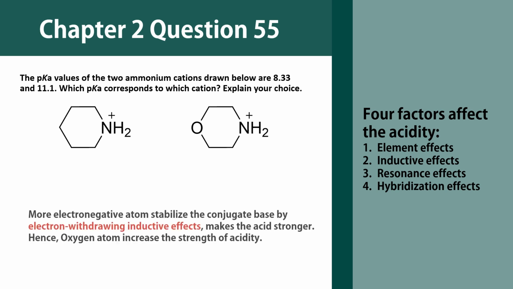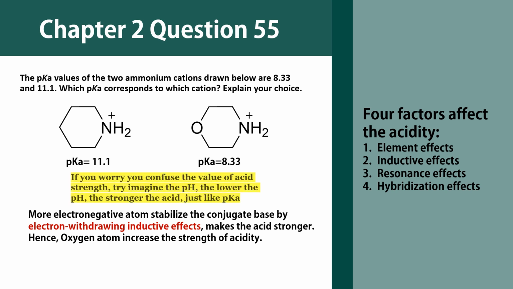As we can see, there's an oxygen atom in the second structure. So we know that more electronegative atoms stabilize the conjugate base by an electron-withdrawing inductive effect, which makes the acid stronger. Hence, the oxygen atom increases the strength of acidity. So the right side structure must have the lower pKa value, which is 8.33, while the left side is 11.1. If you're worried about getting confused with acidity strength, make sure you recall that when the pKa is lower, the stronger the acid.